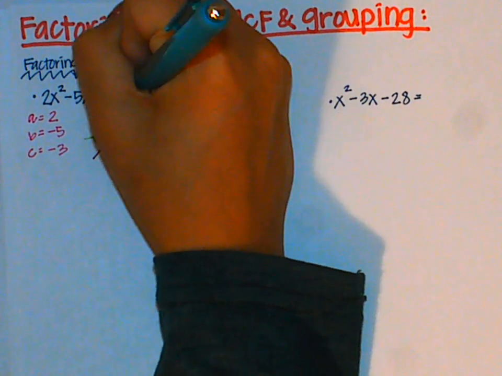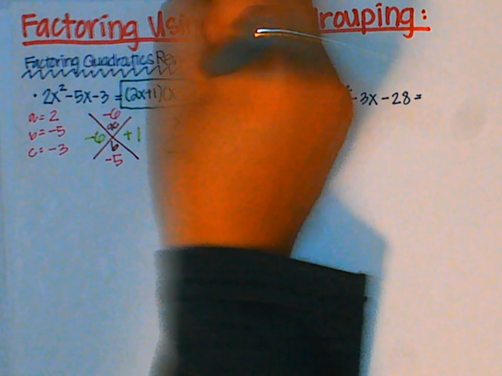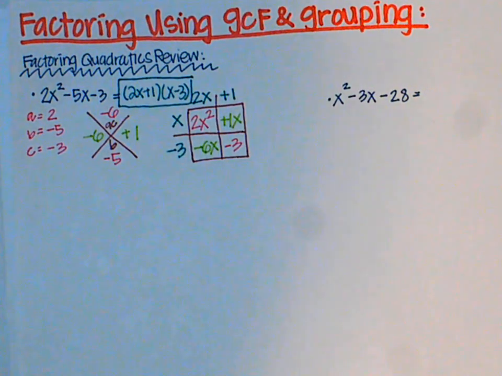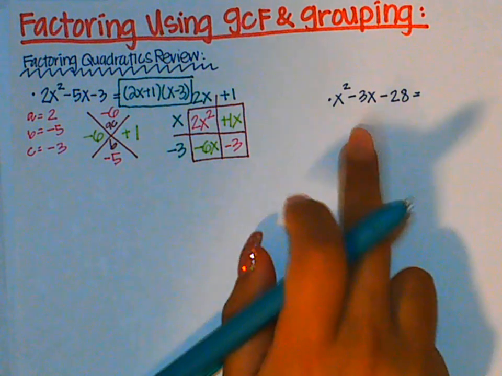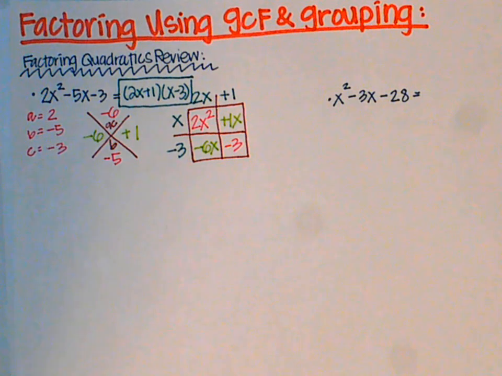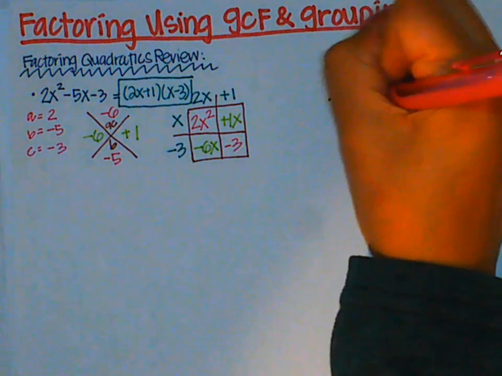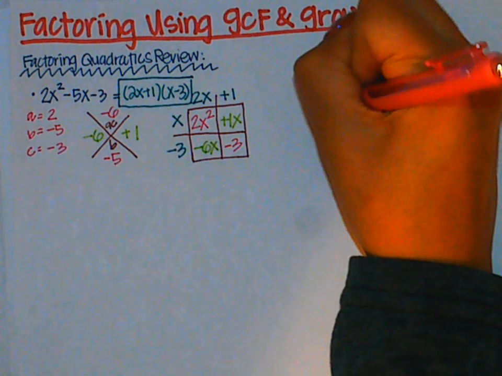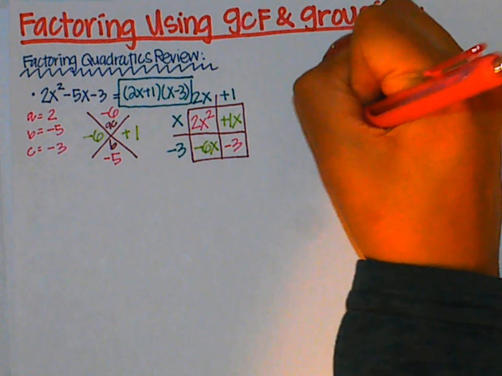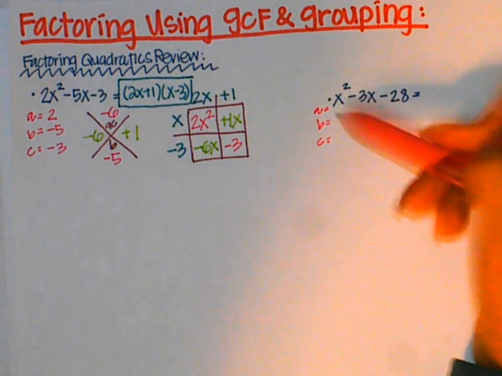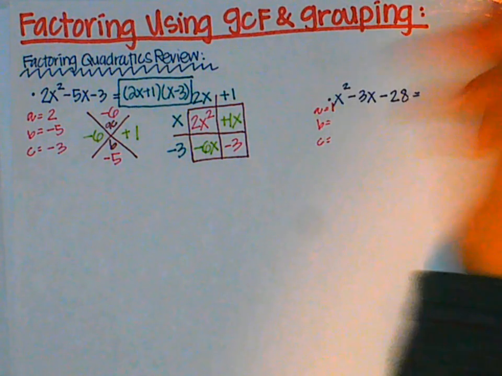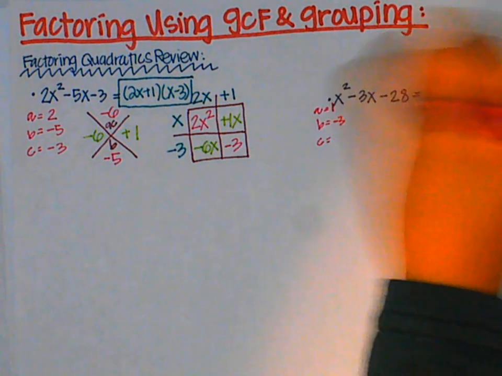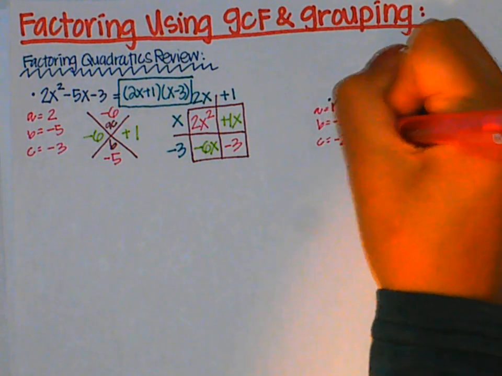Since this is multiplication, it doesn't matter which one you position first. It's like saying 2 times 7 and 7 times 2. It'll give you the same thing. So let's do another one here, and I'm going to do this one a little bit different. So again, I'm going to find my A, B, and C. My A value is 1, my B is -3, and my C is -28.